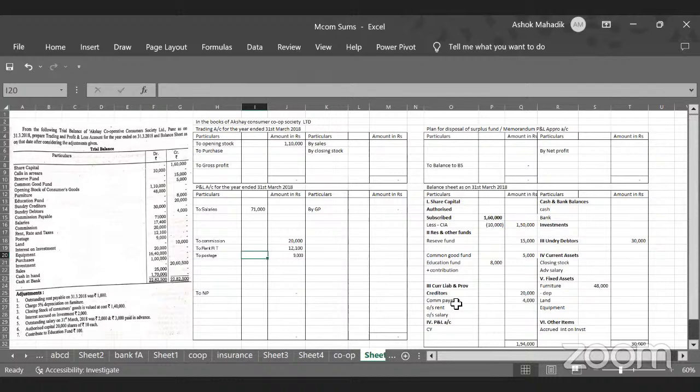Salaries 71. Then commission. Okay, commission is 17,400. Wait, huh? Rent rates is 20,000. Postage 12,100. Land is 9,000. Okay.